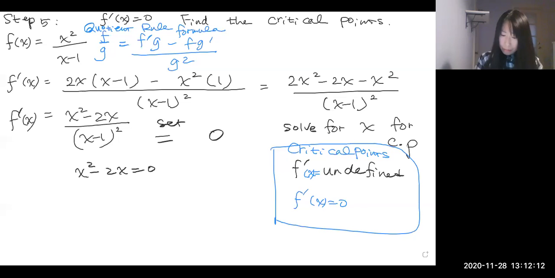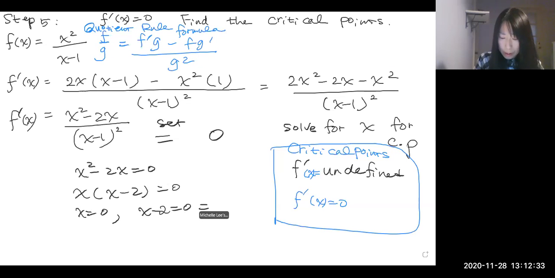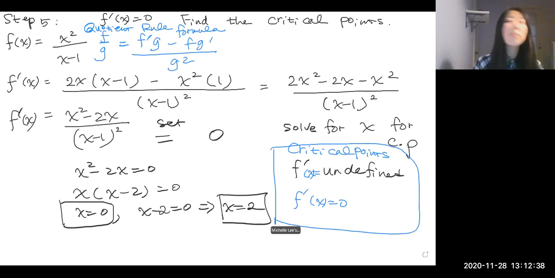Then we're going to find the critical points, just solve for x. So here we factor out x minus 2 equal to 0. Then x equals 0 or x minus 2 equals 0, that is x equals 2, okay? So there are 2 critical points in this function, 0 and 2. Now we're going to do sign analysis.